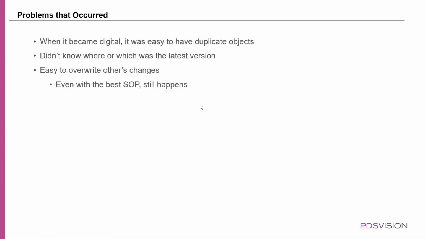Now, there were, of course, problems that we had when it became digital. It became easy to have duplicates. We can have a copy of it here, a copy of it there. What's the latest version? What disk is the latest version on? What folder in our structure is it on? We didn't know where the latest one was. And because of the way some of that was set up, it was easy to override other people's changes. It didn't matter what type of standard operating procedure you had, it still happened. Especially when you're dealing with network drives, it was always the last one in, won. Whatever the last version was that was copied to that network drive was the one that won. So we want to go through and control that.